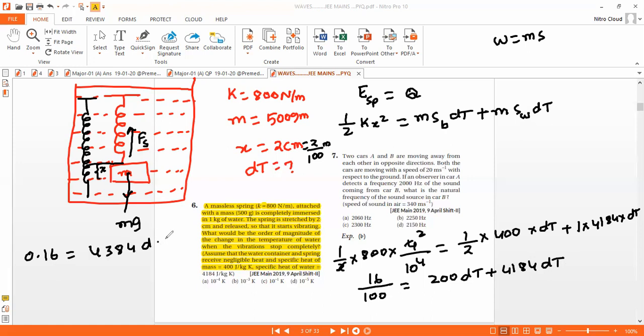So dt is equal to 0.16 by 4384. Do this calculation: 0.16 divided by 4384. That is 3.649 into 10 power minus 5. So it will be option D. It is in the order of 10 power minus 5.